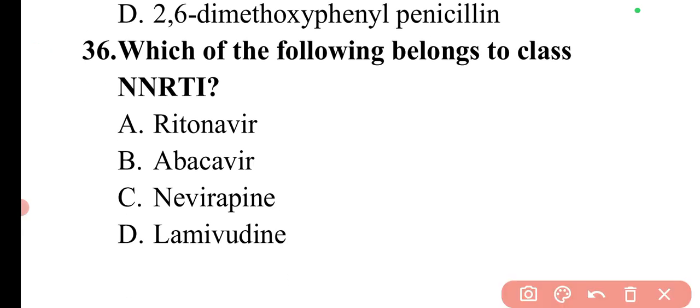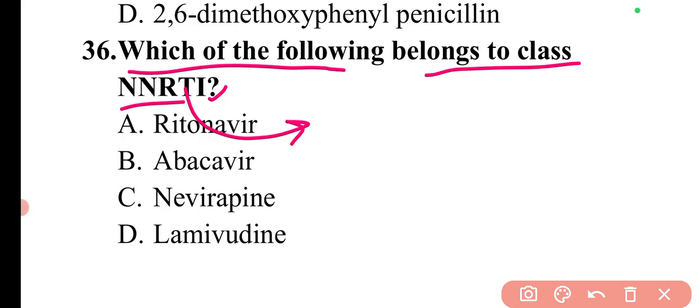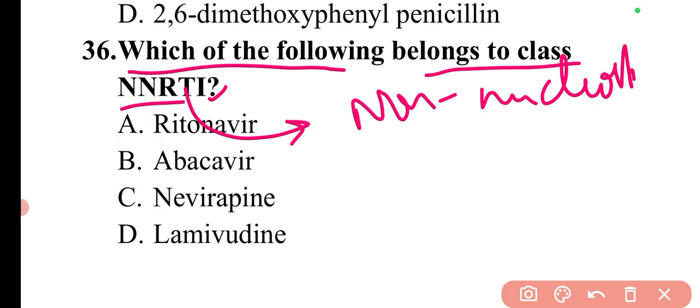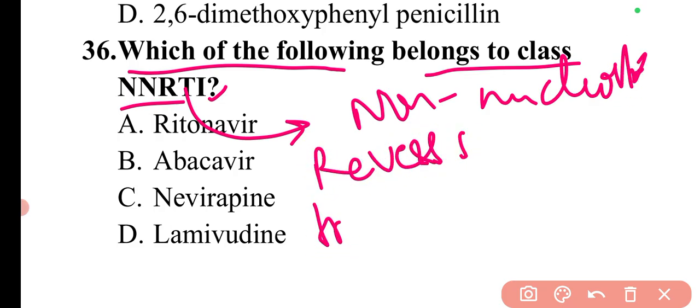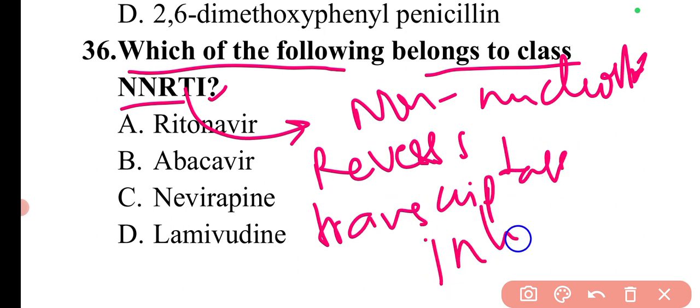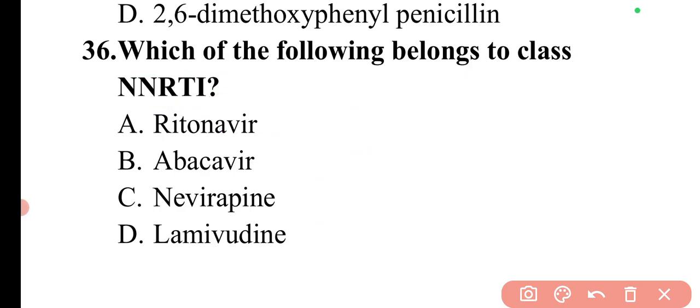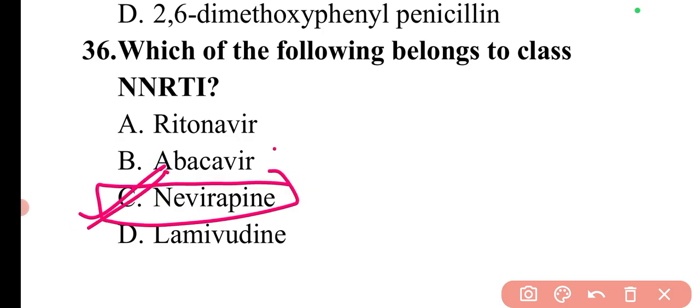Next question is, which of the following belongs to the class NNRTI? NNRTI is non-nucleoside reverse transcriptase inhibitor. So it is an antiviral drug, and nevirapine comes under this particular class. So here option C is correct.